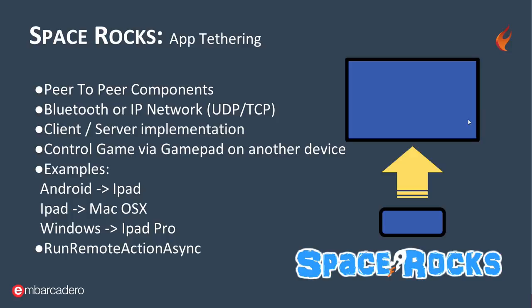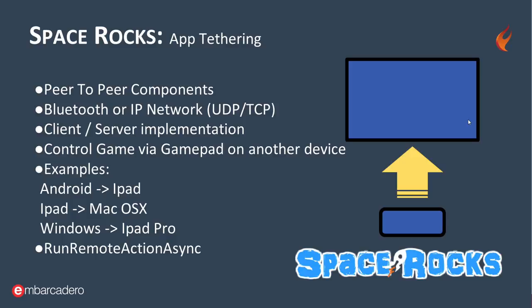The app tethering implementation within the four games allows you to run one device as a game controller or gamepad and a second device where the game is running. For example, you can have your Android phone set up as the gamepad controlling a game on your iPad, or you can have your iPad device be the gamepad controlling the game running on a Mac OS X device connected to a big screen TV.